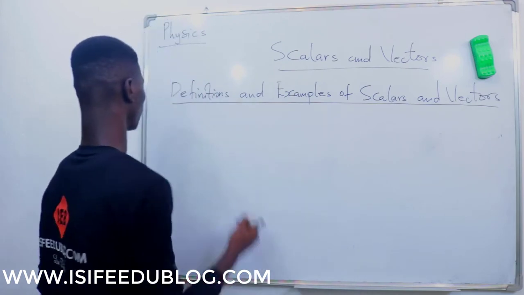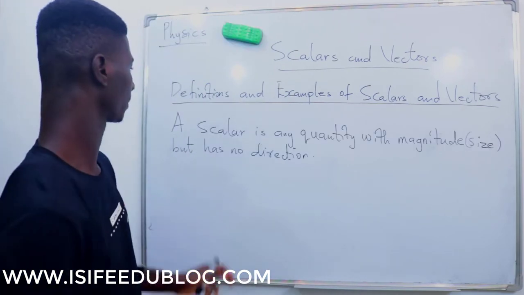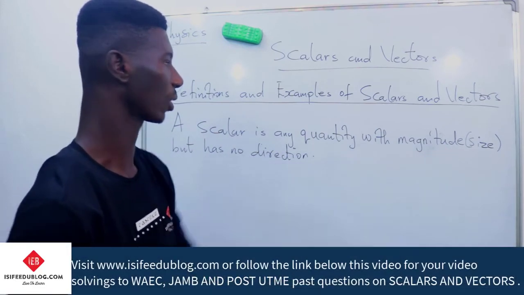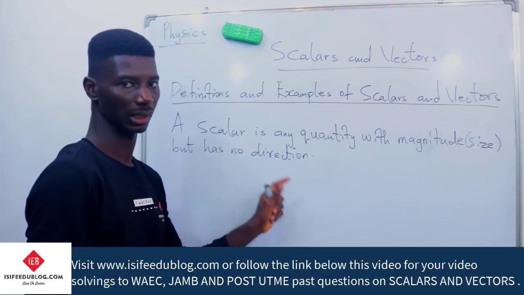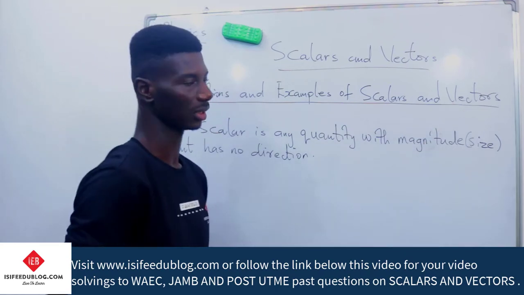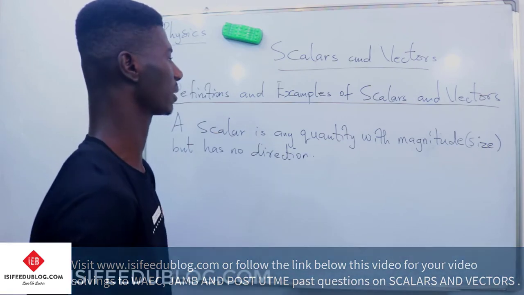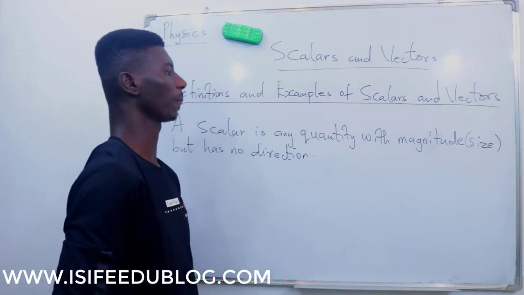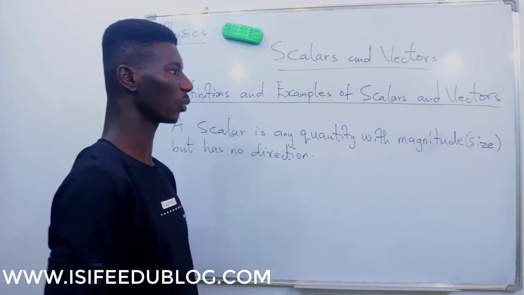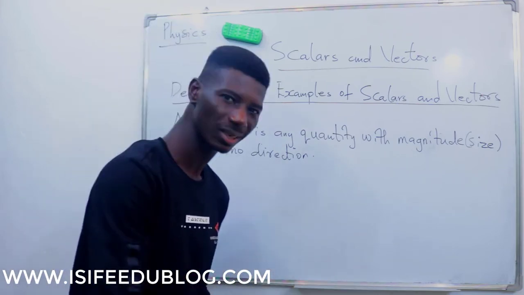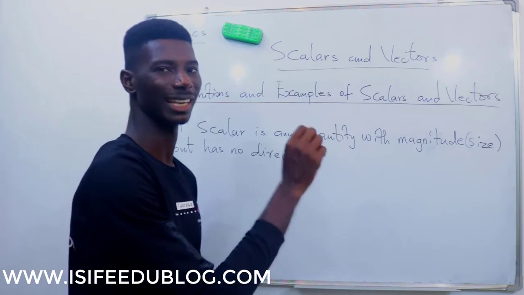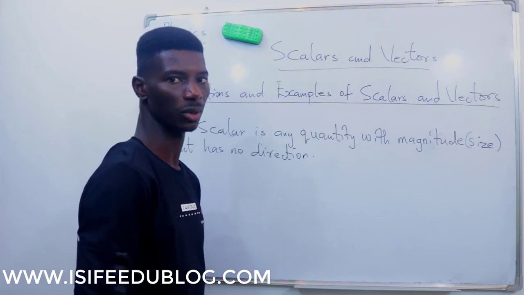Now let me put it down. Okay, this is a scalar. A scalar is any quantity with magnitude, which is also called size, but has no direction. While the opposite is actually a vector. A vector is any quantity in physics or in science as a whole with magnitude and also direction. Any quantity you know that has a particular magnitude and also a direction, that quantity is called a vector, or you call it a vector quantity.